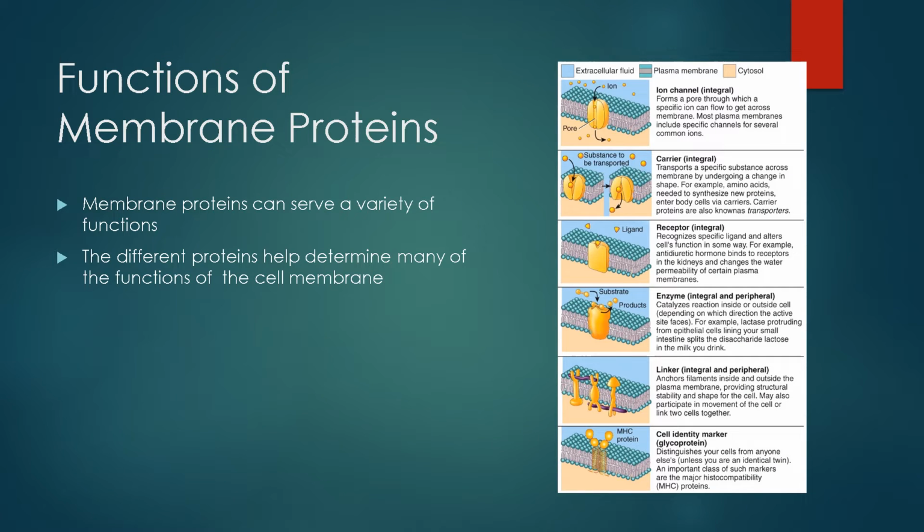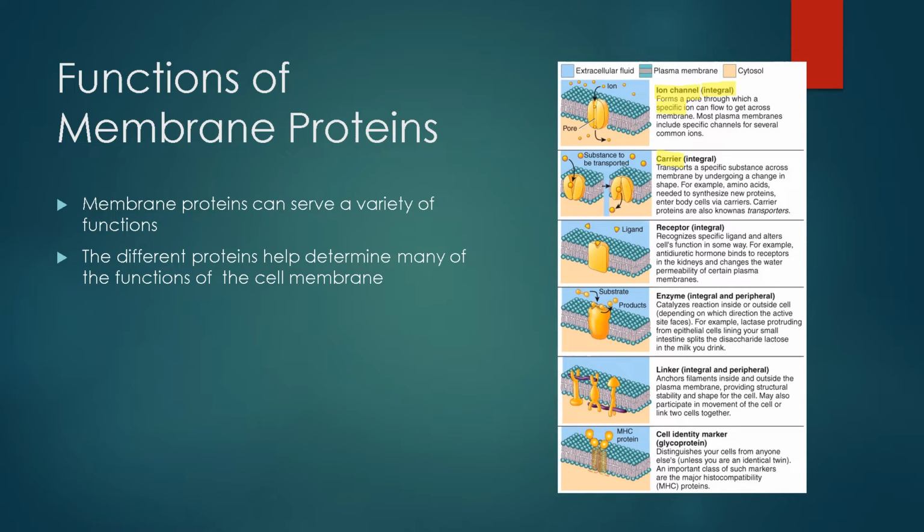Membrane proteins largely reflect the functions that a cell can perform. We have several different membrane proteins here. The first one is an ion channel. Ion channels are integral, and they form a pore through which a very specific ion can flow to get across the membrane. These are going to be very specific. They can't just let anything through. There are very specific ion channels for specific ions. So you would see a sodium ion channel that only allows sodium through its pore.